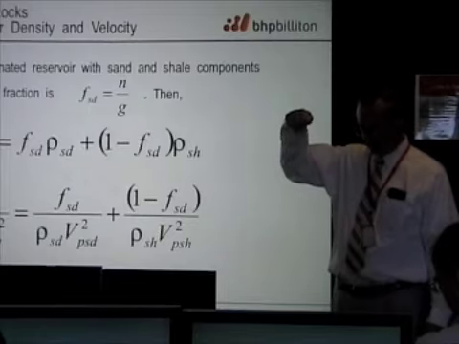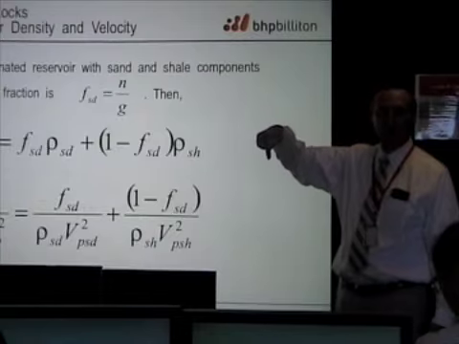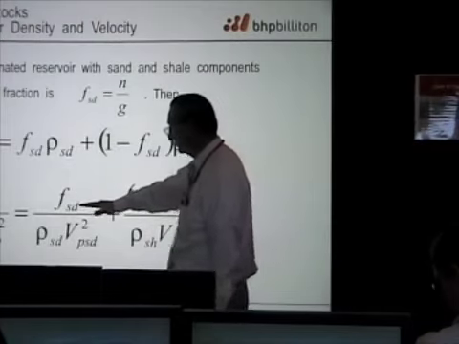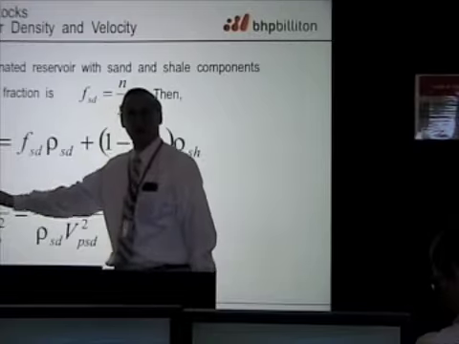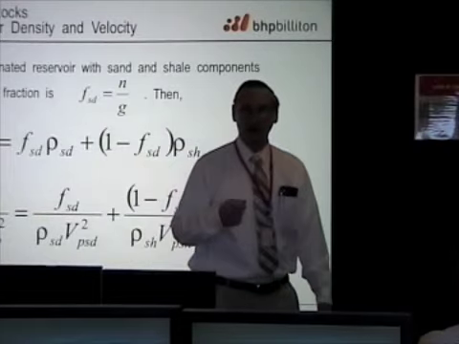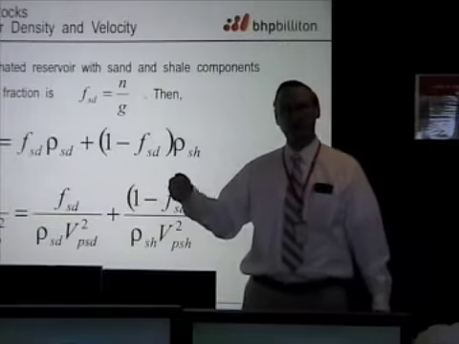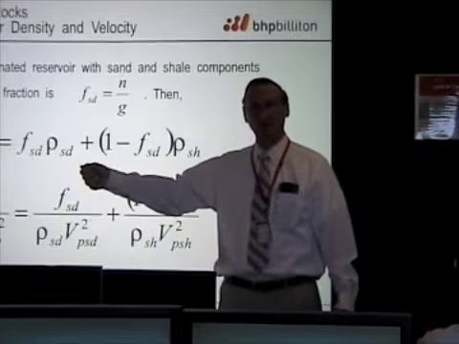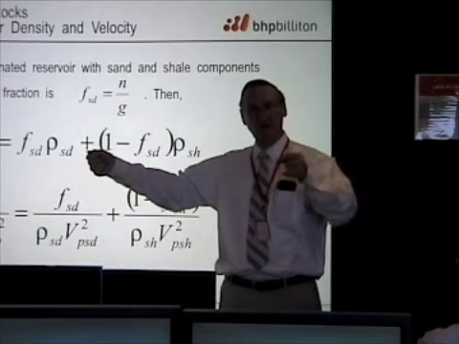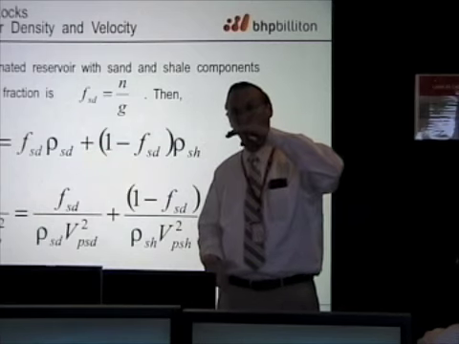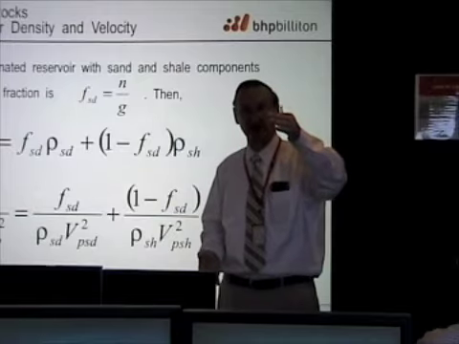Then you use what is called the time average equation, which would give you the velocity. So instead of this equation, you would simply take the sand fraction times the transit time in the sand, and the shale fraction times the transit time in the shale, and that gives me the transit time through the whole body, and the inverse of that is the velocity through that body.